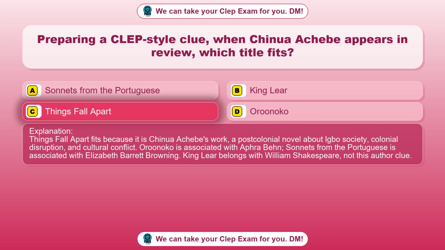Things Fall Apart fits because it is Chinua Achebe's work, a post-colonial novel about Igbo society, colonial disruption and cultural conflict. Omeros is associated with Derek Walcott, Sonnets from the Portuguese is associated with Elizabeth Barrett Browning. King Lear belongs with William Shakespeare, not this author clue.